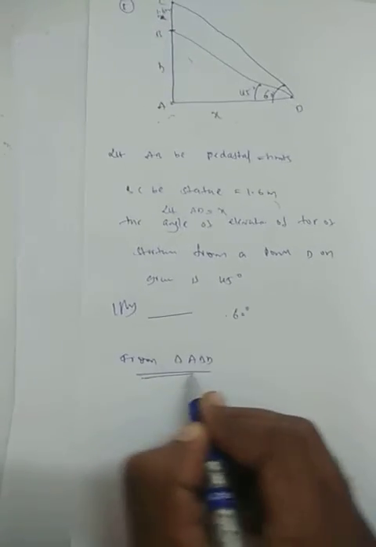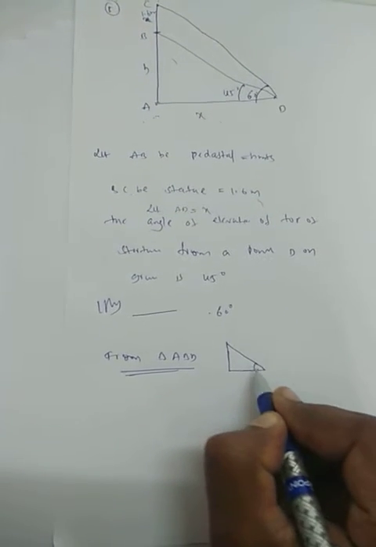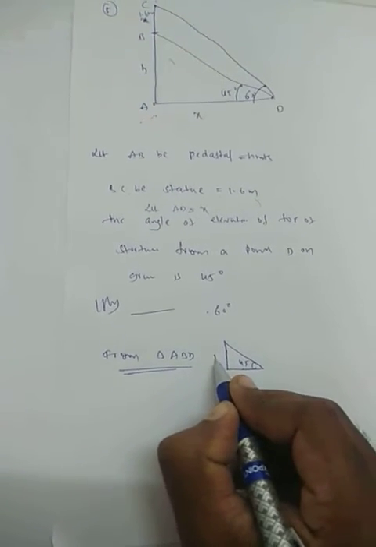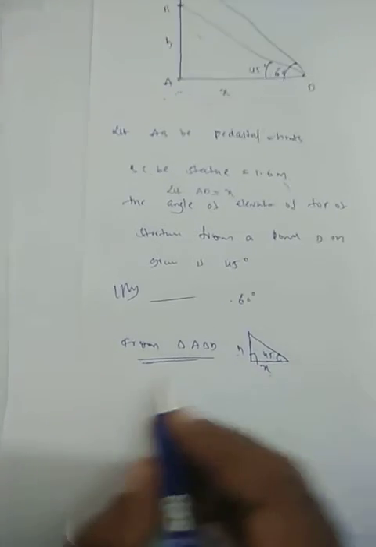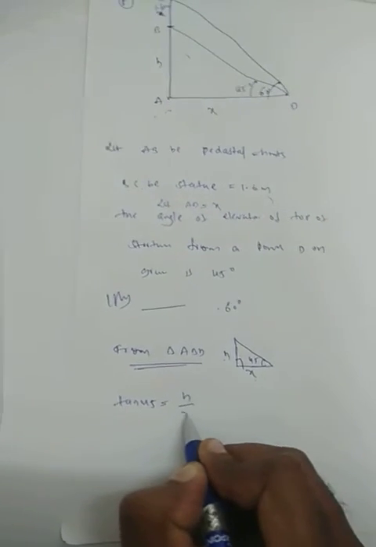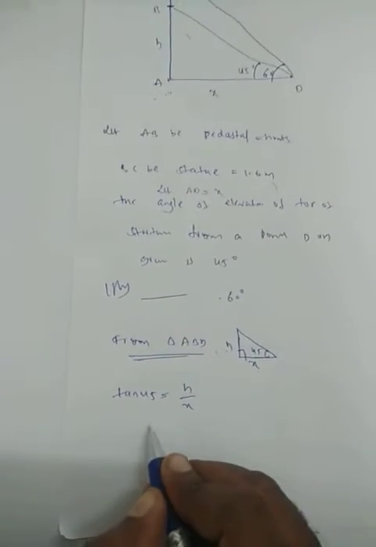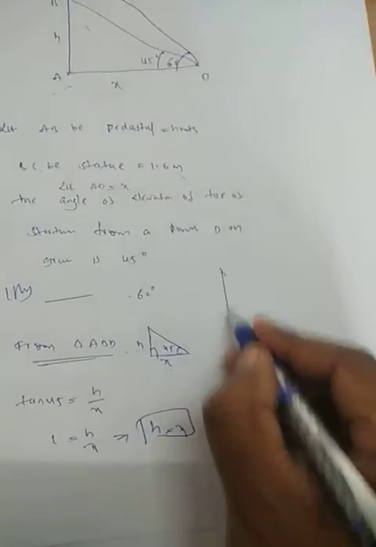ABD, a rough sketch. Yesterday I told you, if the angle is 45 degrees and the height is h, then h and x will be equal, and the value will be 1. See how I am going to find it. Tan 45 is equal to opposite by adjacent. Tan 45 is 1, so h by x is 1, so indirectly h is equal to x. So here we got this one.